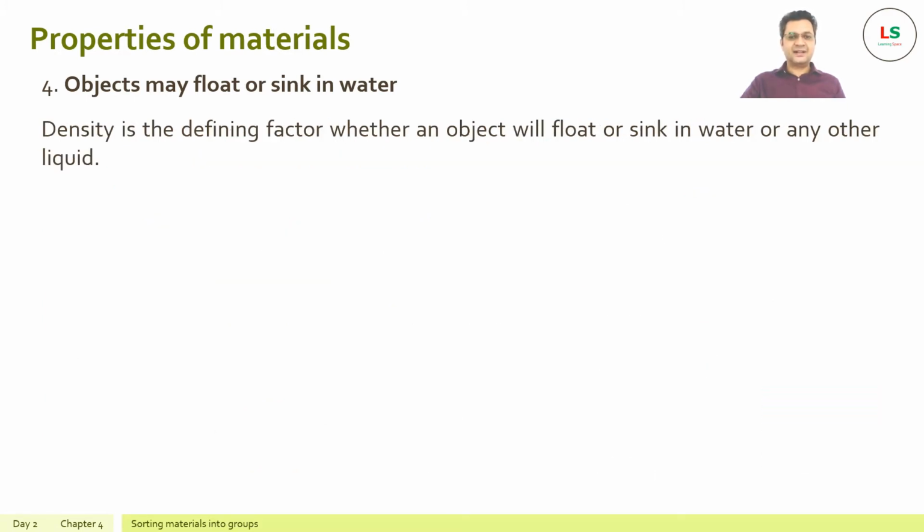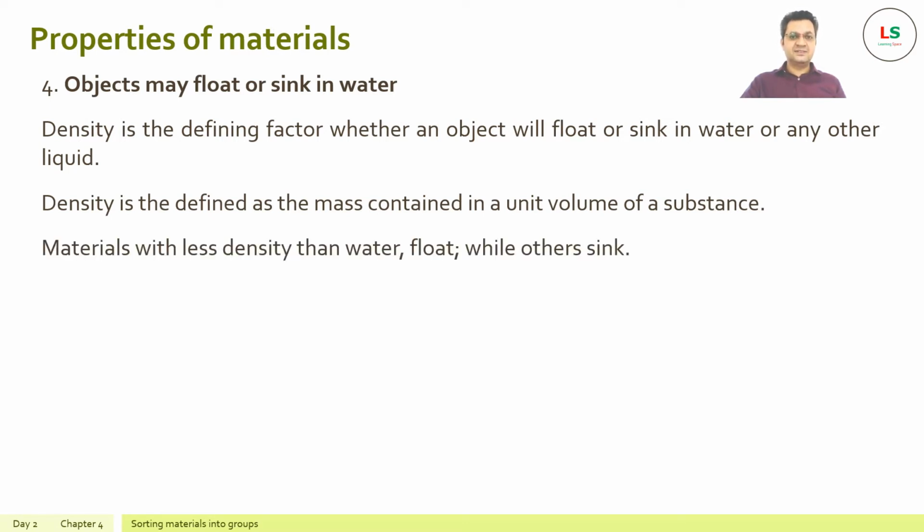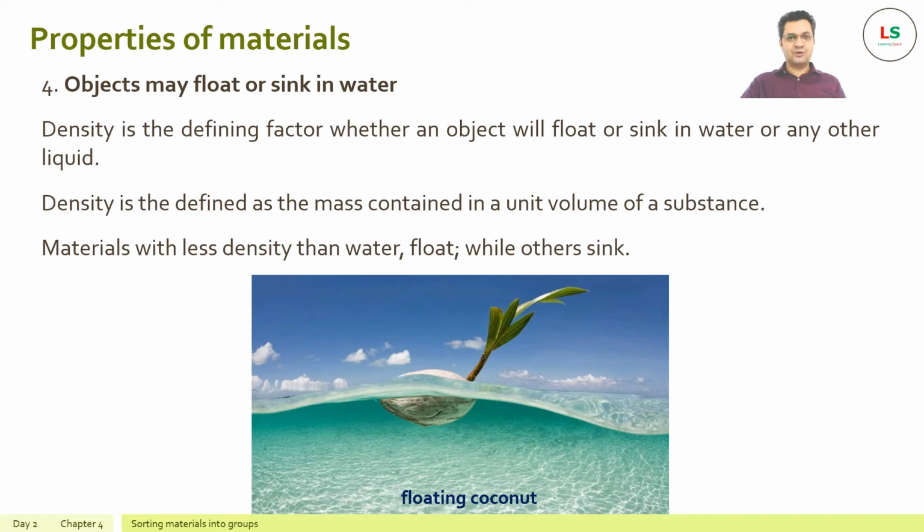Density is the defining factor whether an object will float or sink in water or any other liquid. Density is defined as the mass contained in a unit volume of a substance. Materials with less density than water float while others sink. Here we can see a picture of a coconut which is floating in the water.